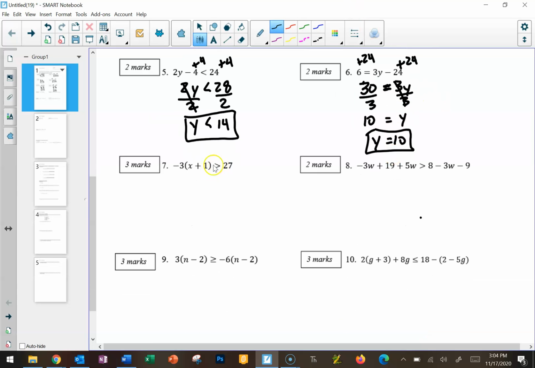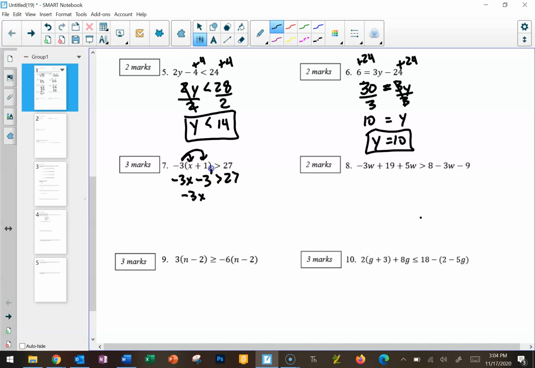Now we've got another inequality. This time we've got the greater than sign, so just need to be aware of that. Negative 3, okay, now this is more practice with distributing negative numbers through a polynomial in brackets. Some people are struggling with this on the quizzes, so it's something that you just need to know for grade 10 and above. Negative 3 times x is negative 3x, and then negative 3 times a positive 1 is negative 3, and nothing changes on the other side.